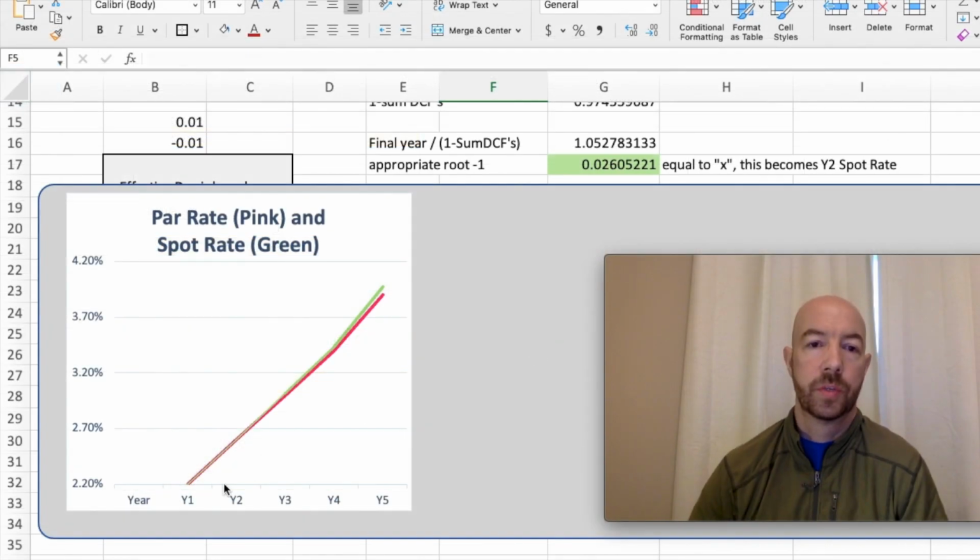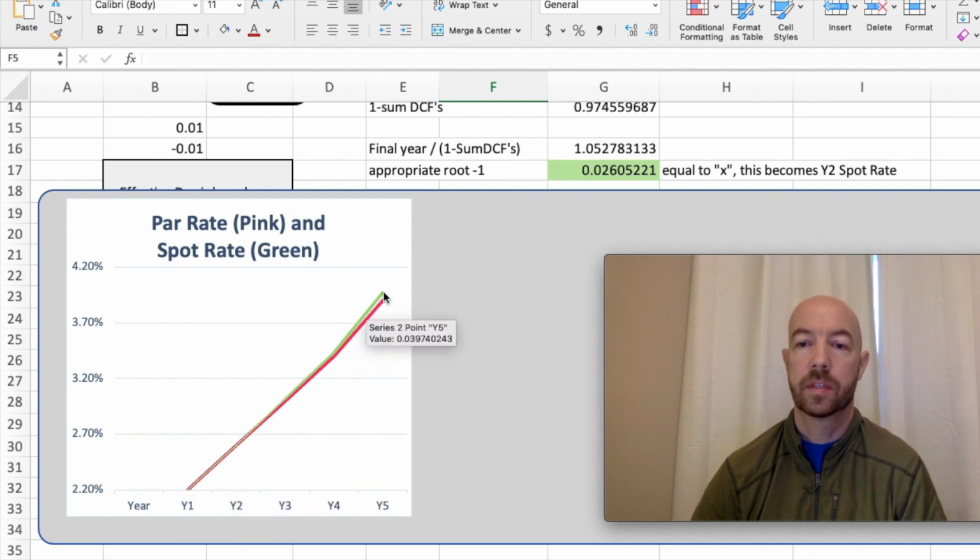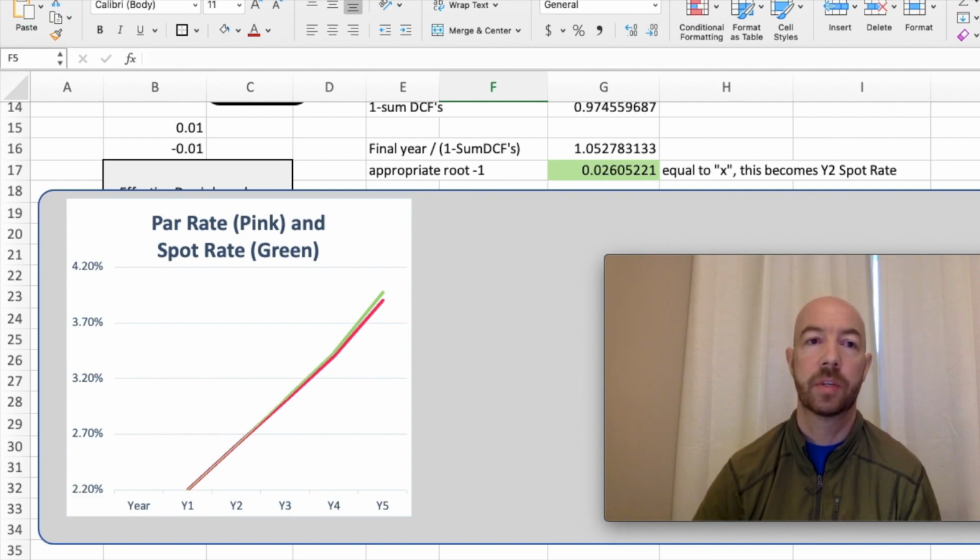One of the things you'll notice is when you have an upward sloping curve, the two rates are the same in the beginning. So the par is the pink and the green is the spot rate in this situation. And they make a big point that the spot rate and the par rate will start at the same place, but over time, as you go to year 2, year 3, year 4, year 5, as you find the calculations on the spot rate, it's going to lie above the par rate, and we'll see that happening as well.